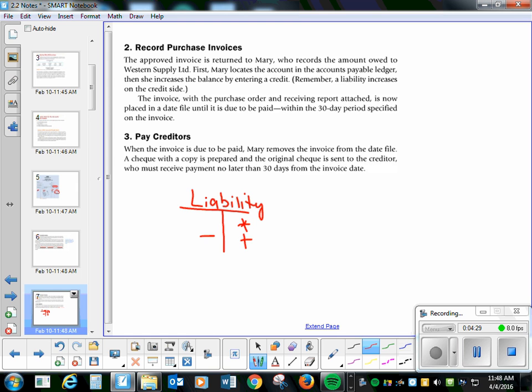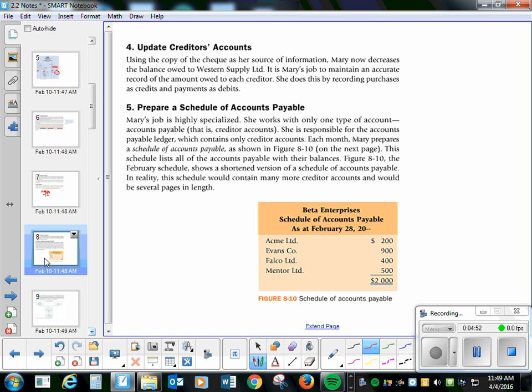The invoice, with the purchase order and receiving report attached, is now placed in a date file until it's due to be paid within 30 days. The next thing she does, when the invoice is due to be paid, is that Mary removes the invoice from the date file. A check with a copy is prepared and the original check is sent to the creditor, who must receive payment no later than 30 days from the day of the invoice.